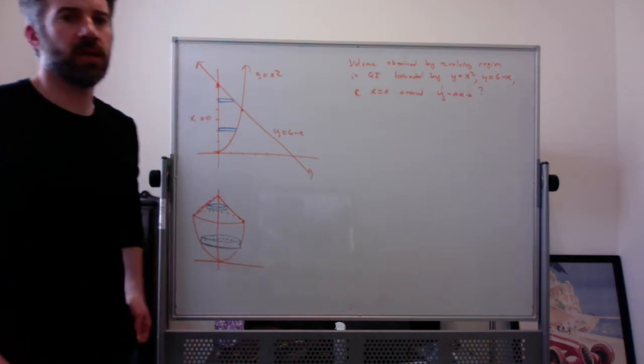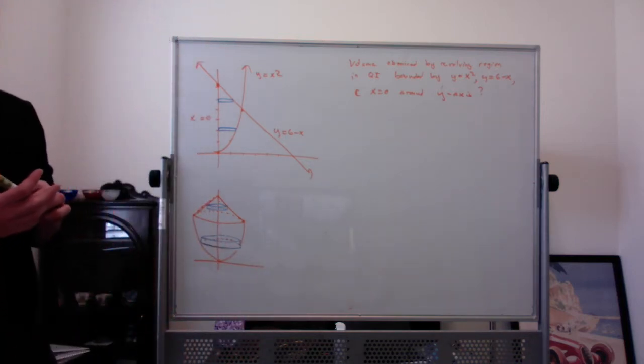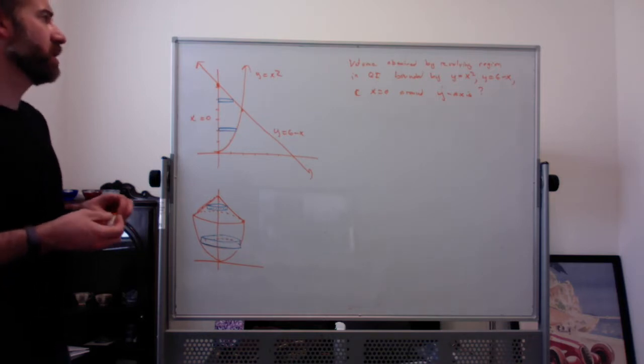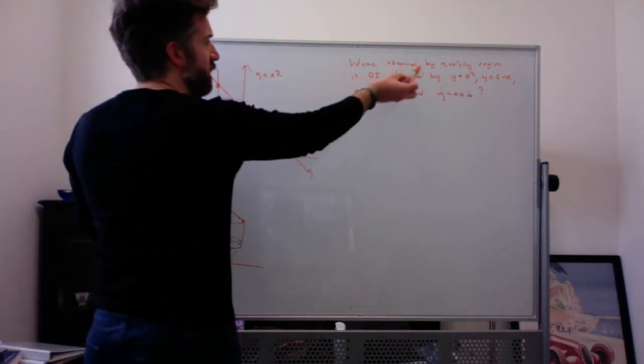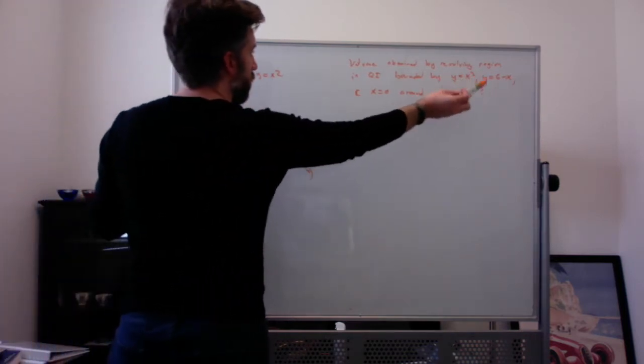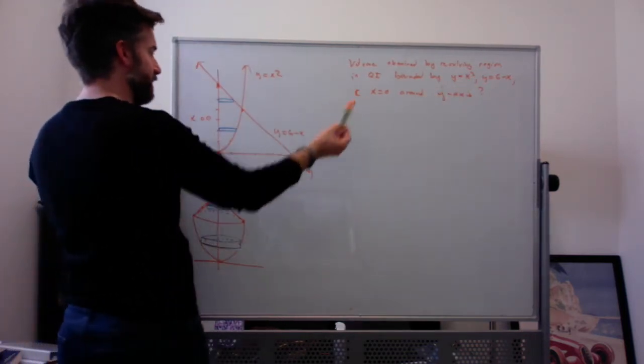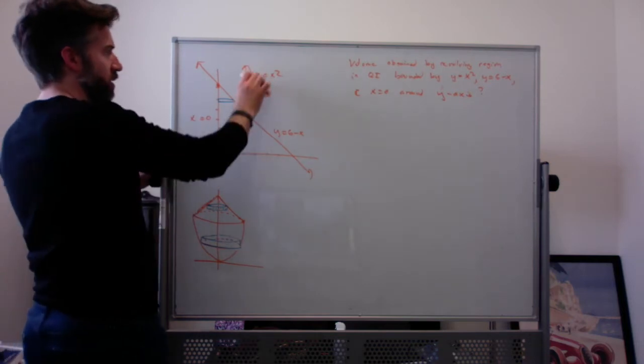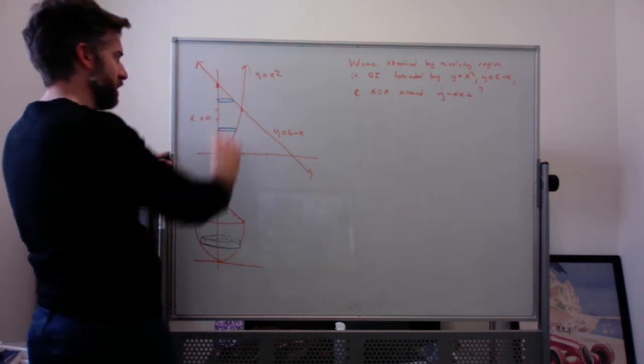All right, 16b, here's another video about the disk and washer method. Here we're trying to find the volume obtained by revolving the region in quadrant 1, bounded by y equals x squared, y equals 6 minus x, and x equals 0. So that's y equals x squared, y equals 6 minus x, and x equals 0.